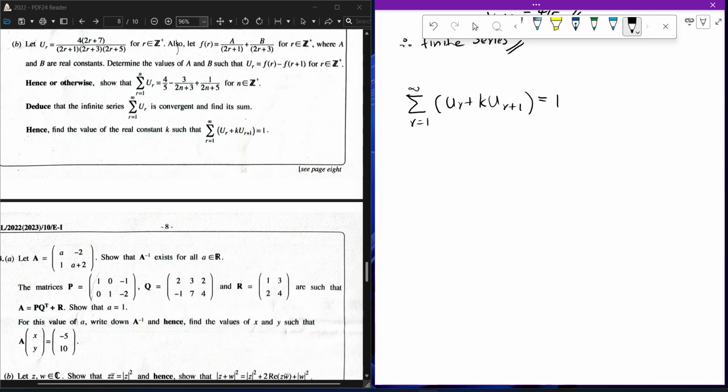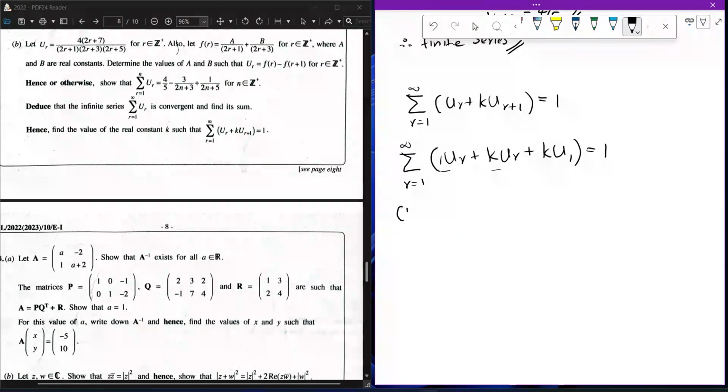So you can further expand this. How? Here we have u_r plus k into u_{r+1}, that is k into u_r, plus k into u_1, k into u_1 equals 1, right? And then I can take k plus 1 out.